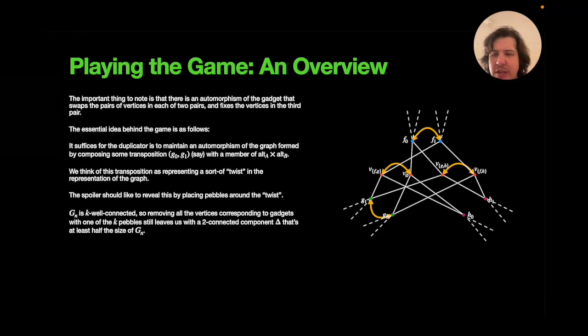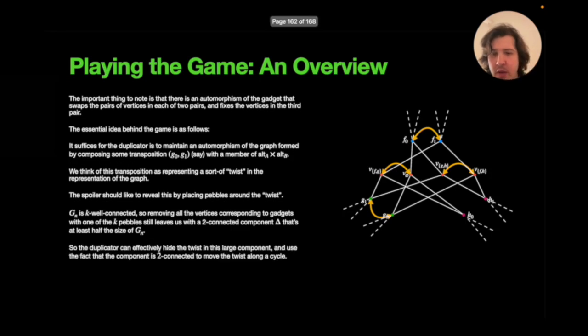Now, what does that mean? Well, Gn is k-well connected. So removing all the vertices corresponding to gadgets with one of the k pebbles still leaves us with a two-connected component, delta, that's at least half the size of Gn. So we have this large two-connected component, even if we remove all the vertices that have been pebbled by the spoiler. We're talking about the pebbles, the A1s through AKs. So now the duplicator can effectively hide the twist in the large component and use the fact that the component is well connected to move the twist along a cycle.